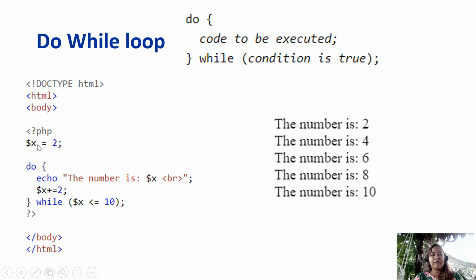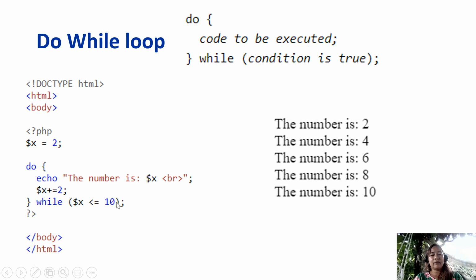So in this case here, the value of x is 2. You display that value. So the number is 2 displayed on your screen. You encounter a BR tag, so the cursor moves to the next line. And then you increase that value by 2. Okay, and then you check if it's still less than or equal to 10. So that's the first time you ever check the condition. Since it's still true, 4 is less than or equal to 10, it will display the number is 4. Increase that value by 2, it becomes 6.